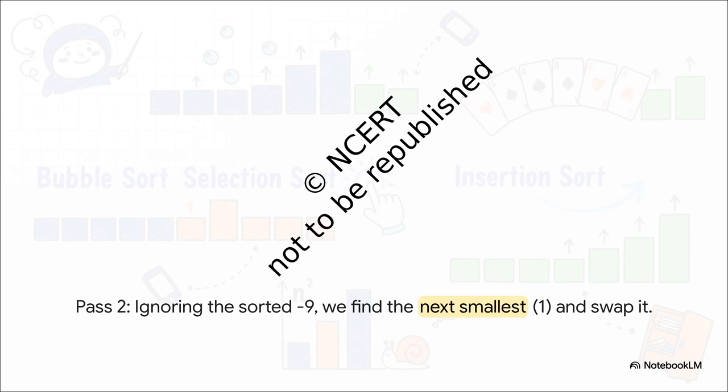Now for the second pass, we can ignore the -9. It's sorted. We just look at the rest of the list. We find the next smallest number, which is 1, and we swap it into the second position. So, you see, with selection sort, the sorted part of our list grows from the left side.